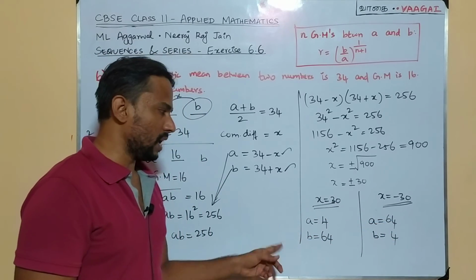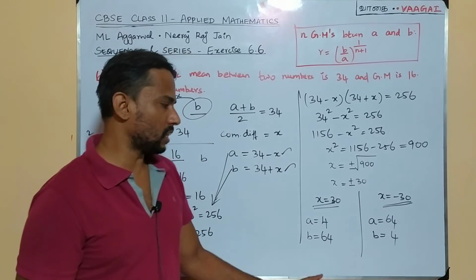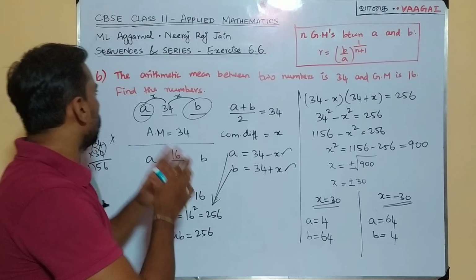Okay, first case is A is 4, B is 64. Second case A is 64 and B is 4. Okay, but anyways, these are going to be the answers for your question number 6.